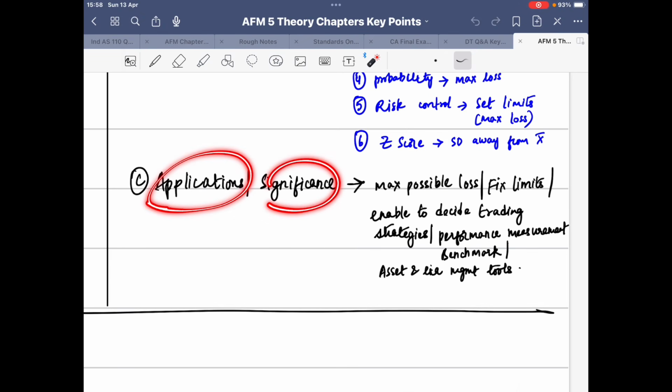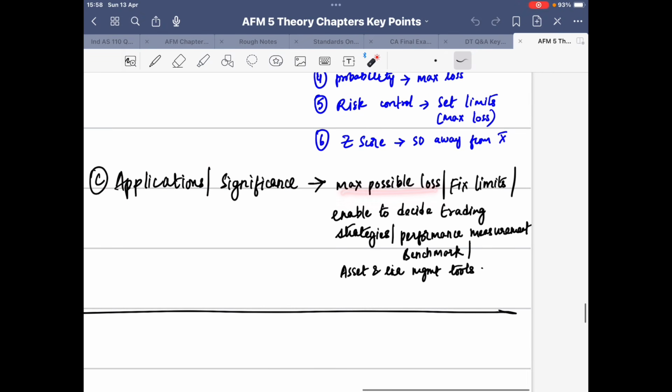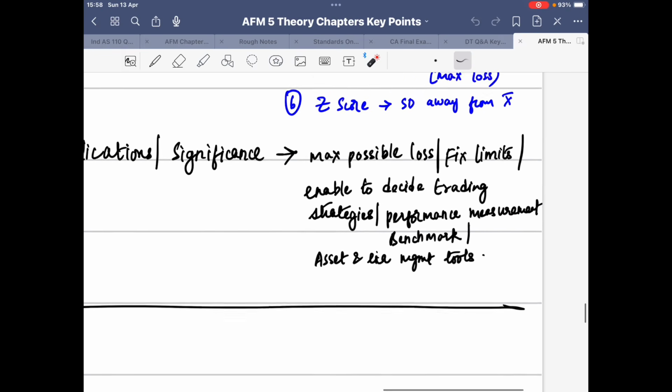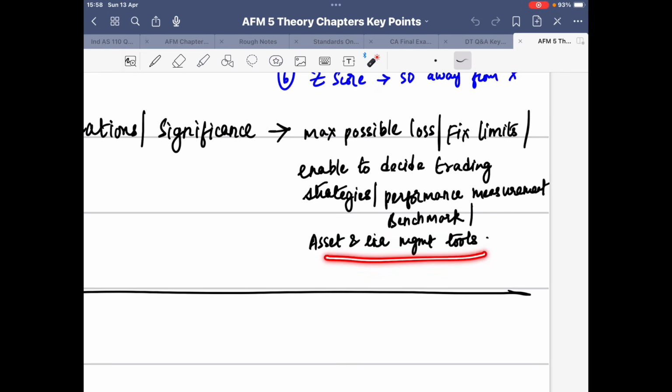Applications or significance: maximum possible loss, fixed limits, enable to decide trading strategies, performance measurement, benchmark, assets and liability management tools.